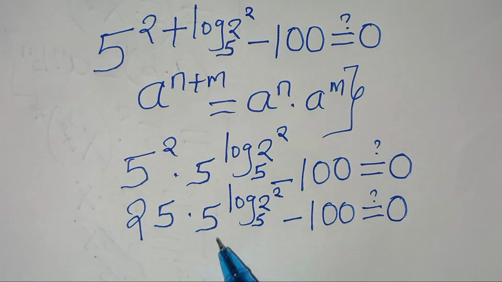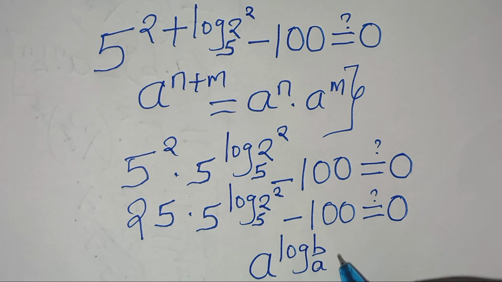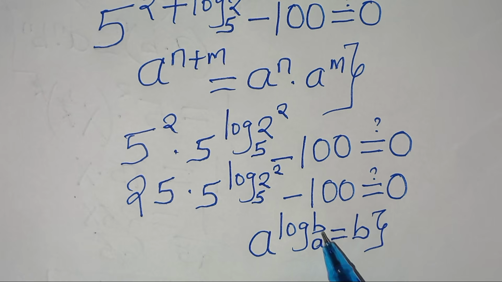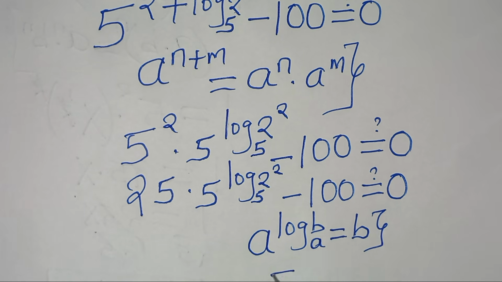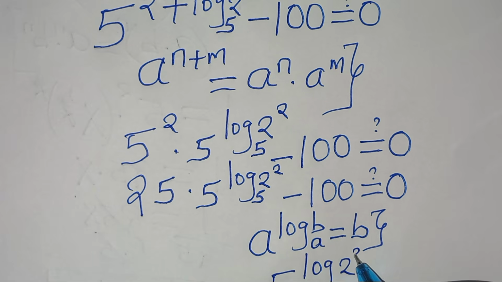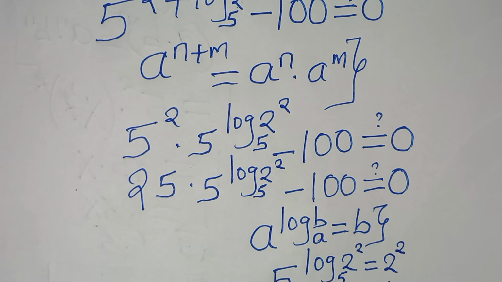Now the next step is that 5 to the power of log 2 to the power of 2 to base 5 is of the form a to the power of log b to base a, and this should give us a value of b. So applying this logarithm property, it follows that 5 raised to the power of log 2 to the power of 2 to base 5 gives us a value of 2 to the power of 2, and this is equal to 4.